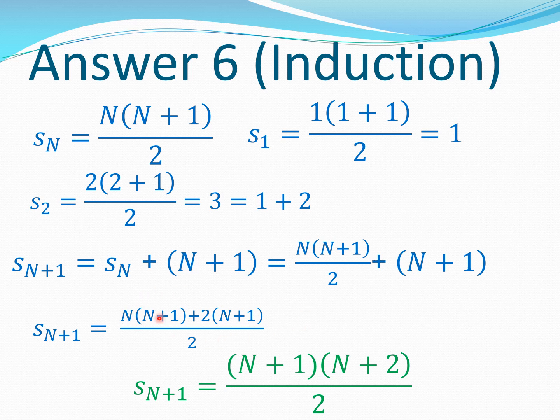Now I immediately see that I can write this as n plus 1 into n plus 2 by 2, because this can be easily factorized. N plus 1 can be taken out and the other term becomes n plus 2. So essentially this Sn plus 1 formula has exactly the same form as Sn. So I have proved that if S1 is true, S2 is true, and Sn is true, then Sn plus 1 is also true. So by induction we have proved this to be correct. Again, this is an acceptable answer for this kind of problem.